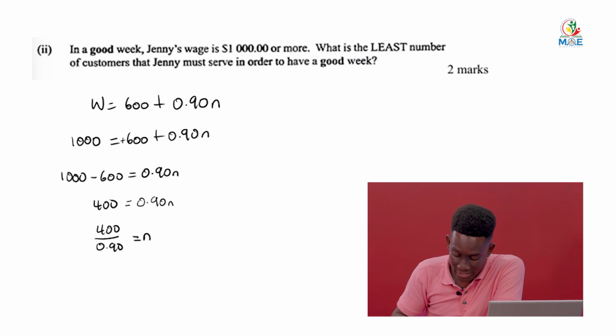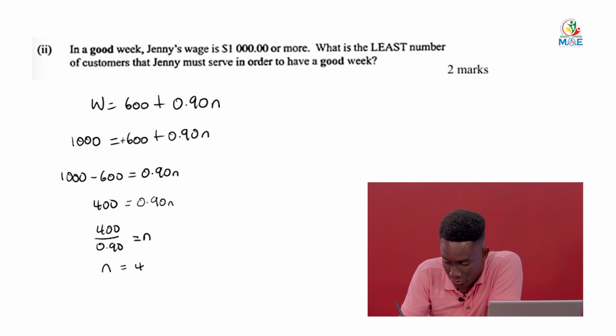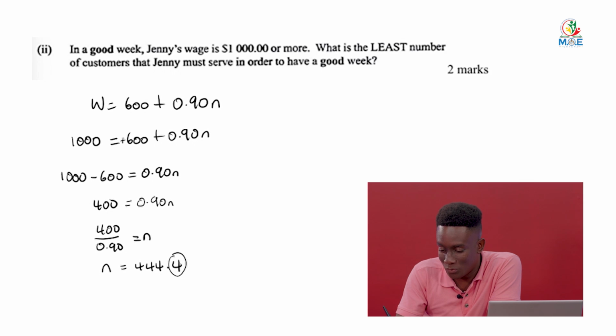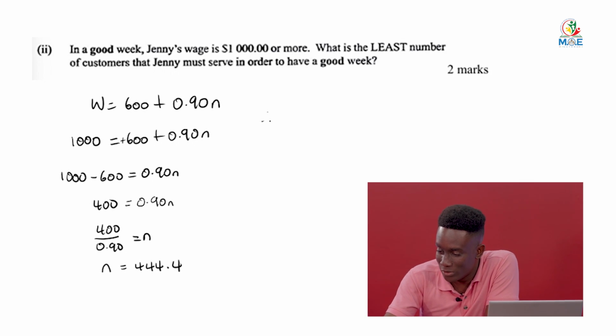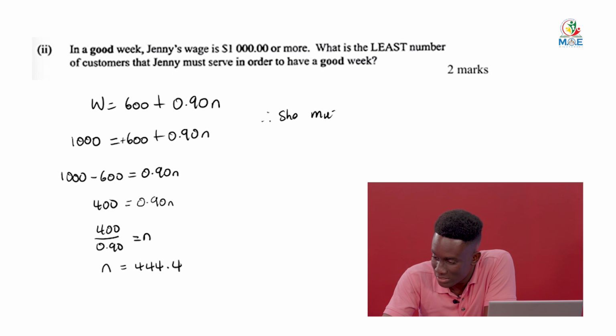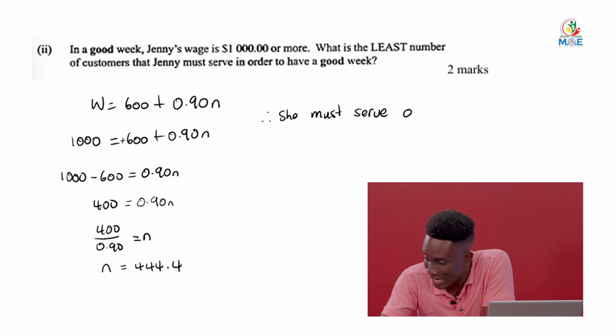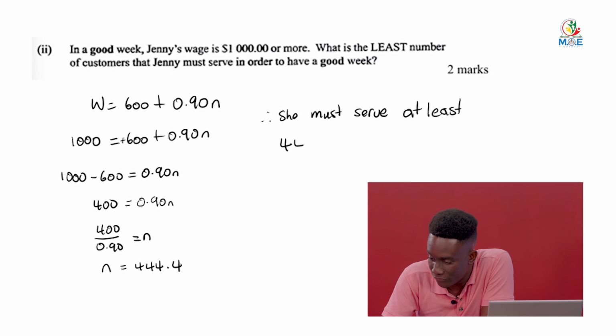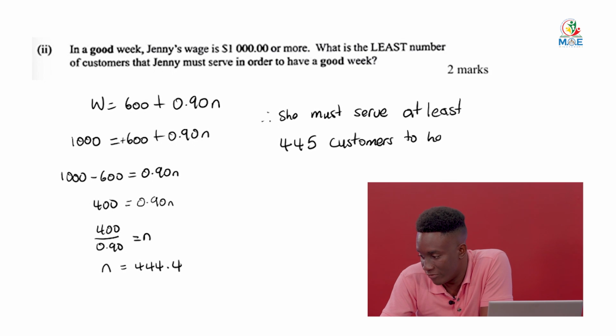So 400 divided by 0.9, that would give us n equal to 444.4. So the least number of customers that she must serve will be, remember, you cannot have a 0.4 person. So we can say, therefore, she must serve at least, the emphasis is on the words at least, 445 customers to have a good week.